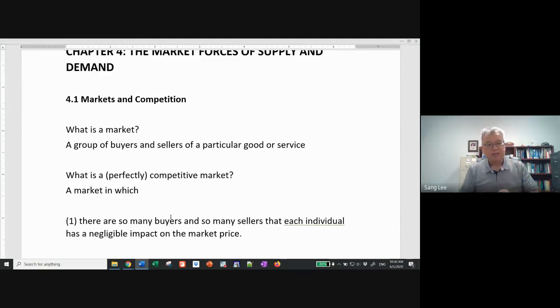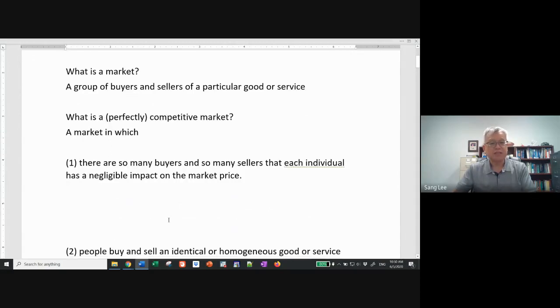When a market is said to be perfectly competitive, the market must satisfy the following three conditions. The first is there are so many buyers and so many sellers that each individual has negligible impact on the market price. So that means for a market to be perfectly competitive, there should be a lot of buyers and a lot of sellers. So no single individual buyer or seller can have any impact on the market outcome.